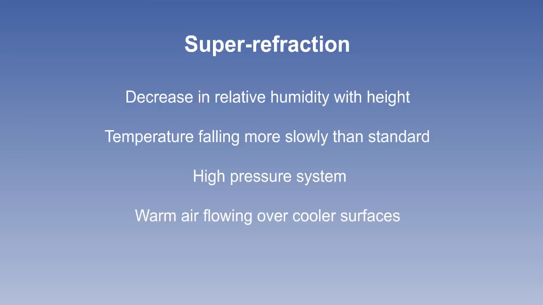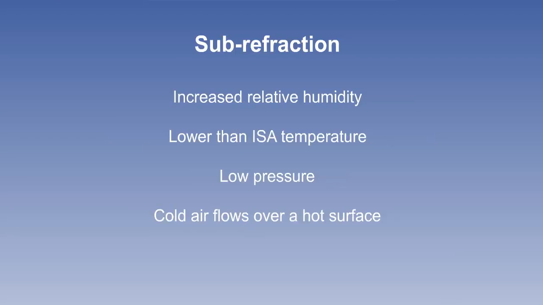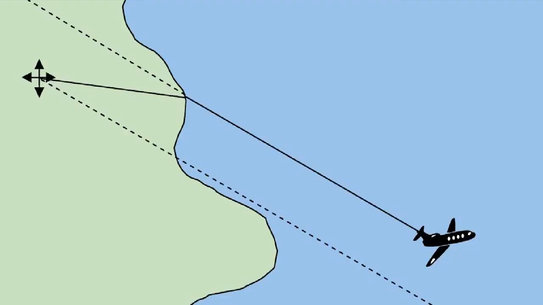The necessary conditions are a decrease in relative humidity with height, temperature falling more slowly than standard, and a high pressure system, typically where warm air flows over cooler surfaces. Sub-refraction occurs in conditions of increased relative humidity, lower than ICAO temperature and low pressure, typically where cold air flows over a hot surface. It results in reduced range.